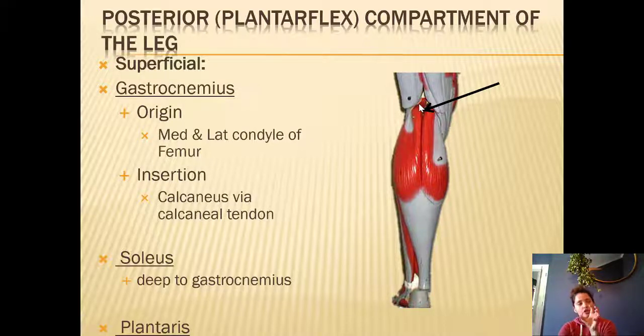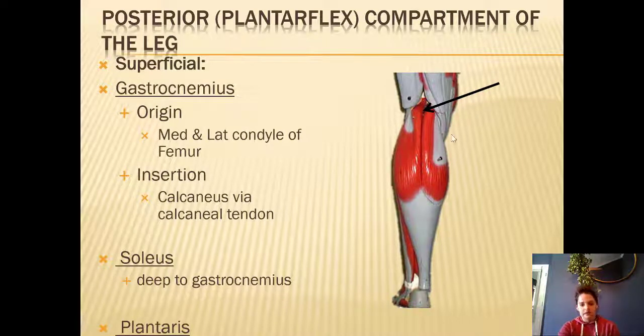Again, for this part, looking at the model videos where I'm able to manipulate the models a little bit better will really help you identify these, as well as the Anatomy and Physiology Revealed cadaver dissection tool on Connect. You'll be able to peel back the different layers of muscles and see how they lay on top of each other.